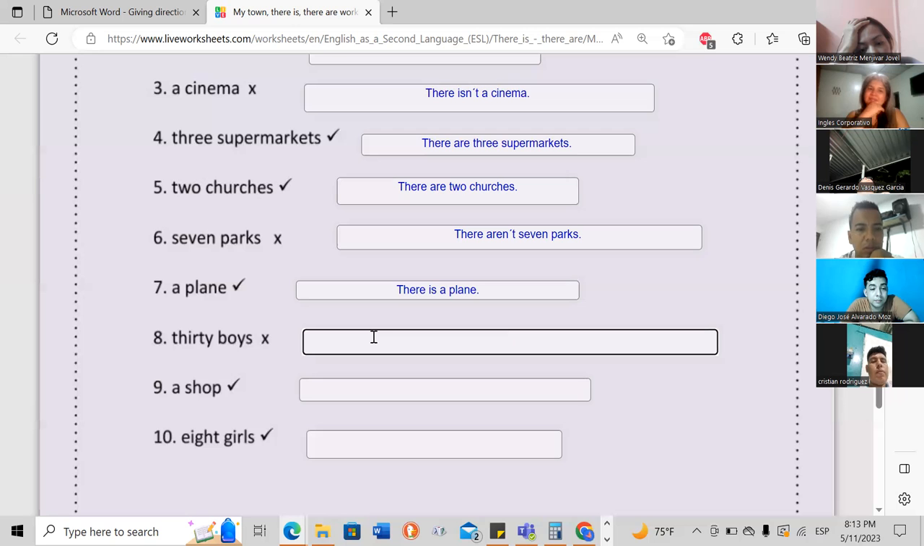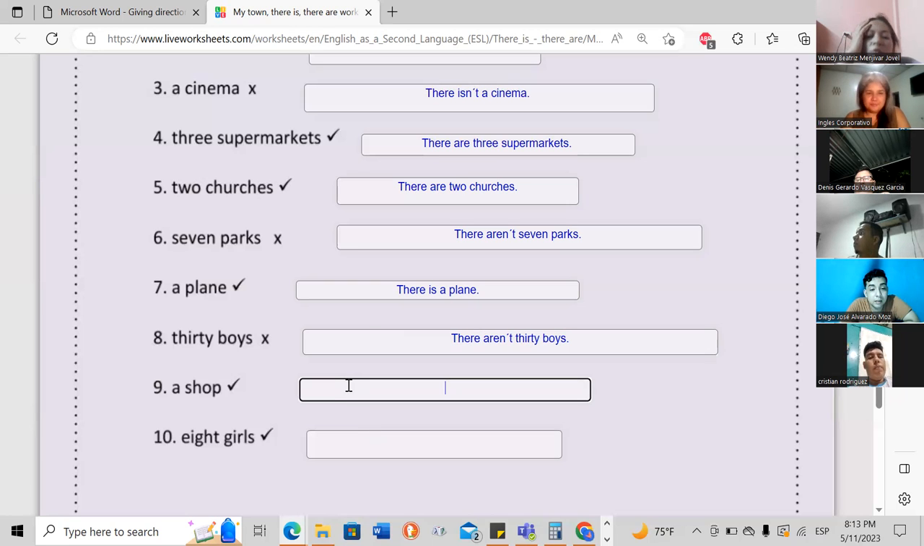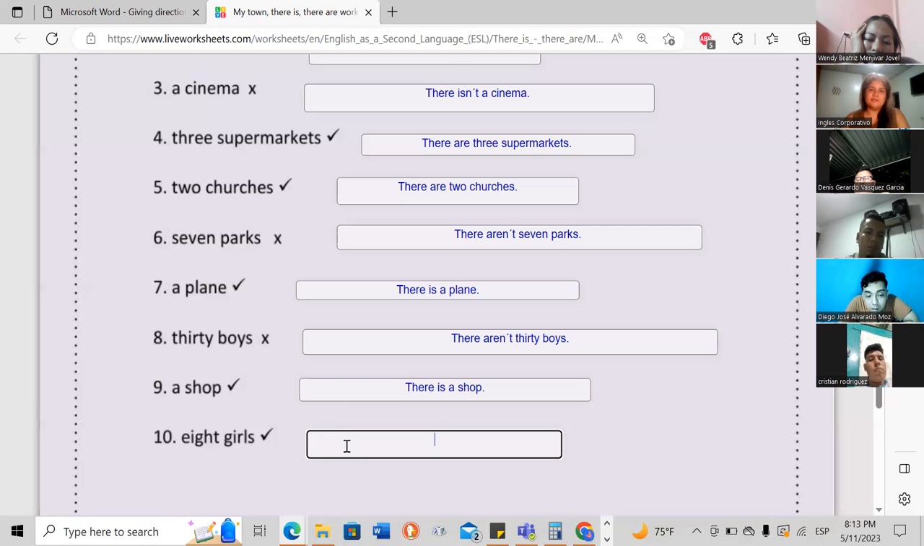Number eight. There isn't. It's plural. Okay, this is plural in this case. There aren't thirty boys. What about here? There is a shop. Here?